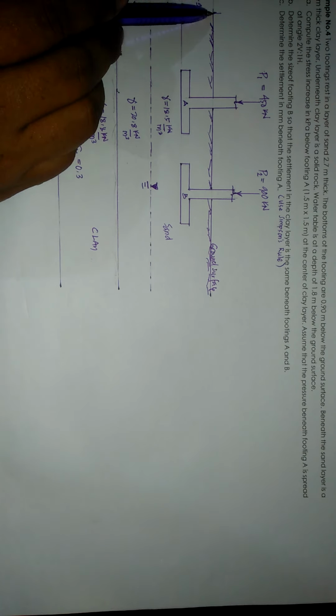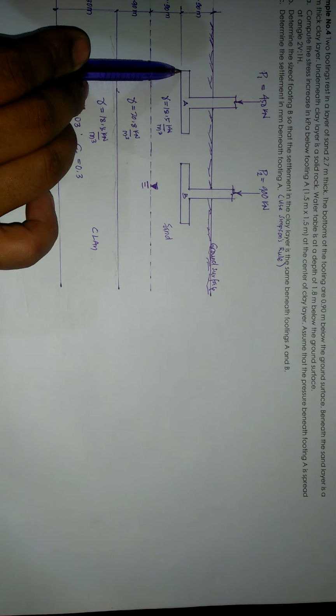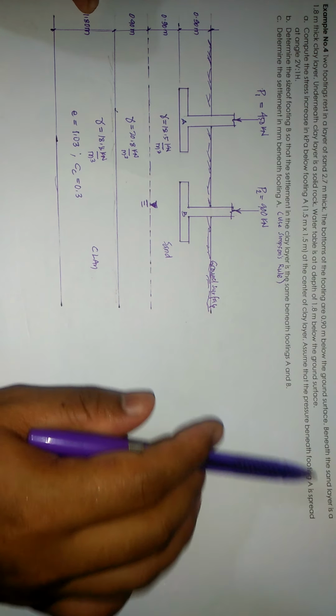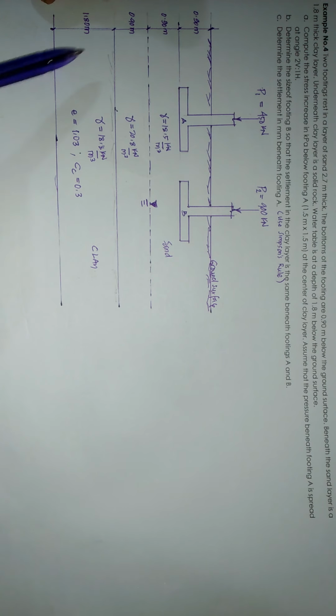Our two footings are 0.90 meters below the ground surface. So the distance between your ground surface up to the bottom, or the base, of your footing would be equal to 0.90 meters. And beneath the sand layer is a 1.8 meter thick clay layer. So this is your clay layer, which is equal to 1.8 meters.